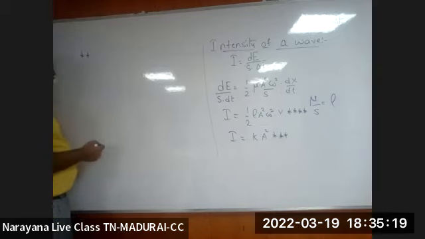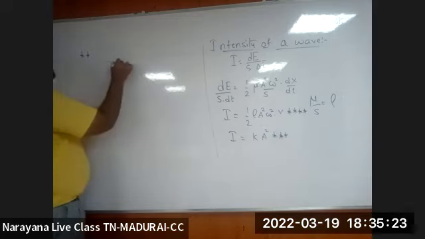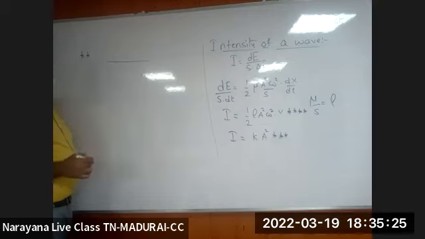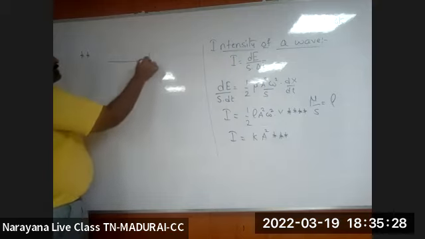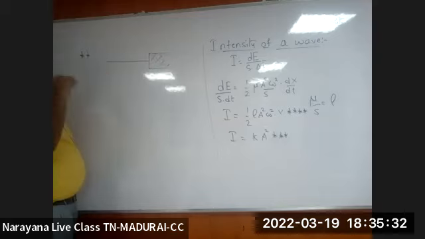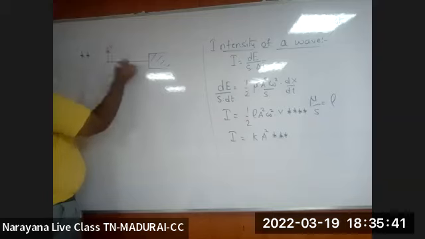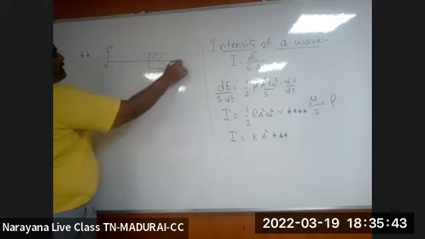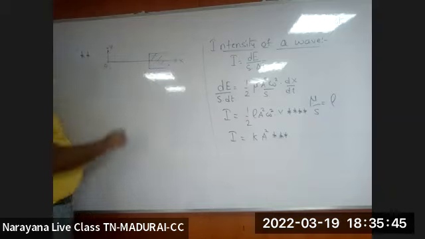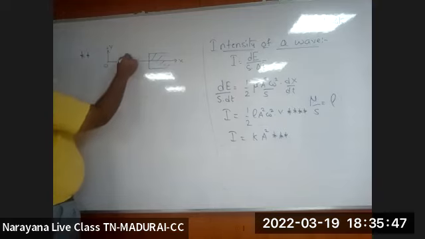Just I will introduce. For example, there is one string. What is this? String. And this is one rigid boundary like a wall or metal, etc. Right? Now this is my origin. This is my y-axis, and this is my x-axis. I am selecting one point B at a distance x meter.